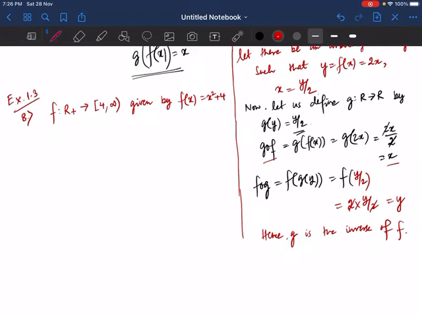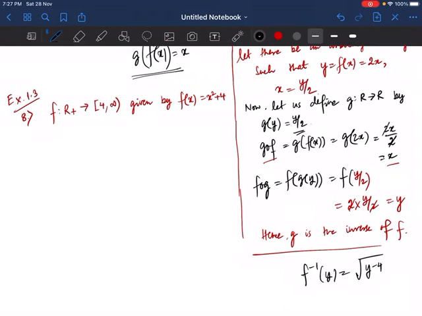Okay, so now we have to check whether f inverse y is equal to root over 4 minus y square. Root over y minus 4 is the inverse of this one or not. So we have to check this thing.